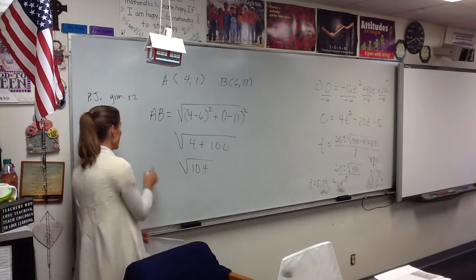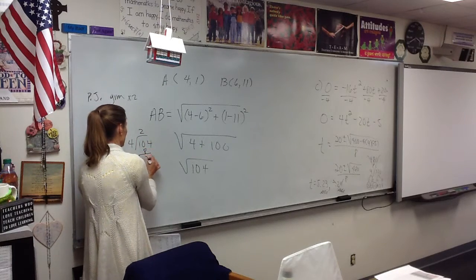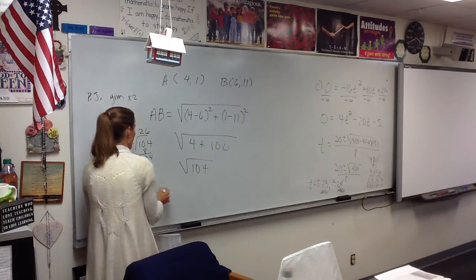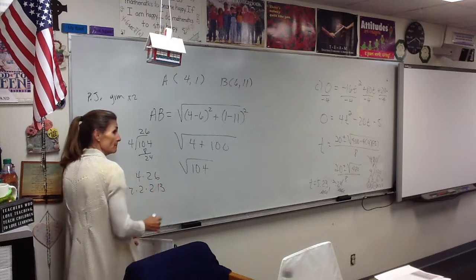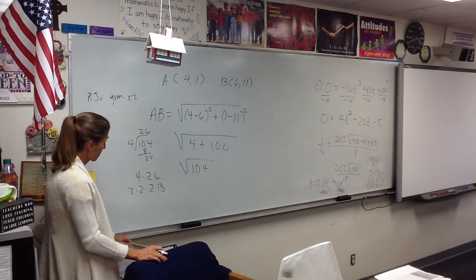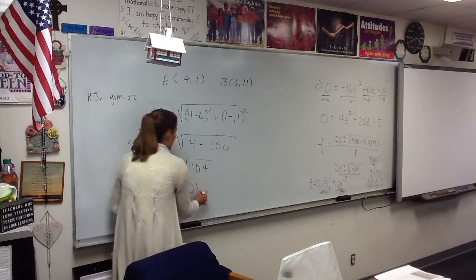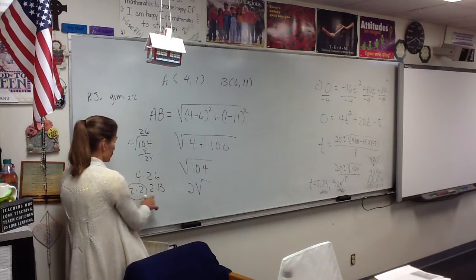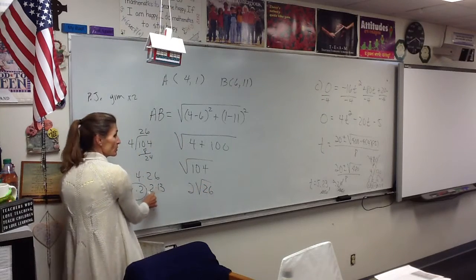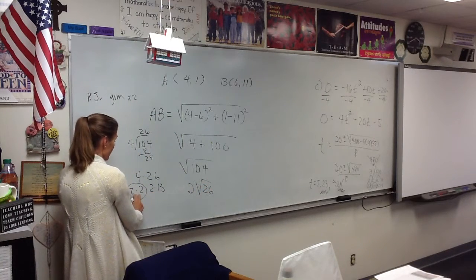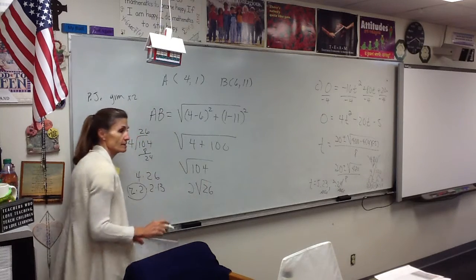Now let's see, does 104 break down? It's 4 times 26, which is 2 times 2 times 2 times 13. 2 root 26. 2 times 13. So 2 root 26 is our answer.